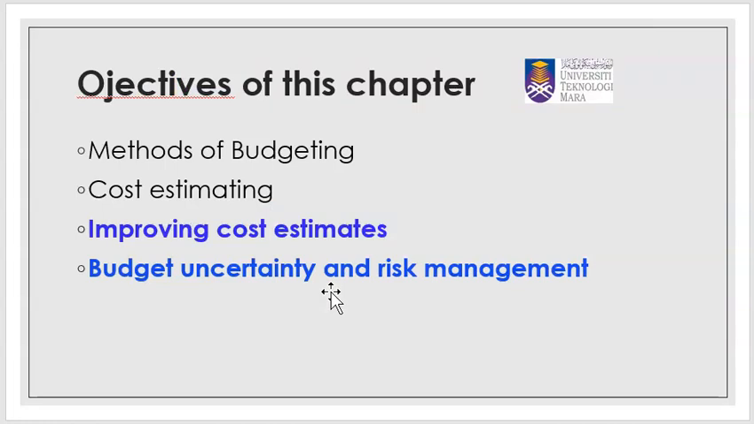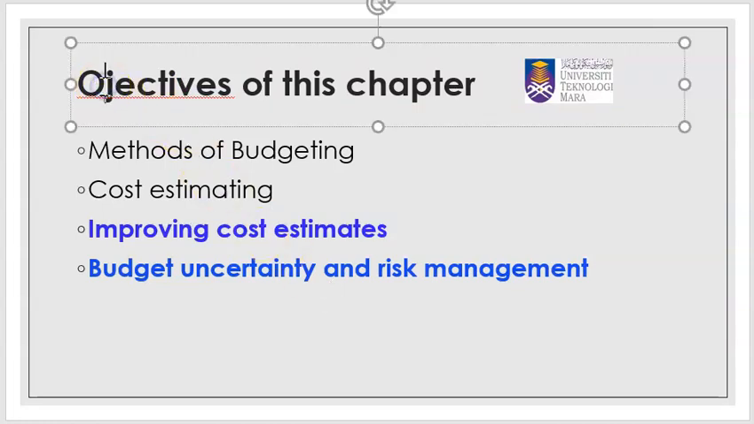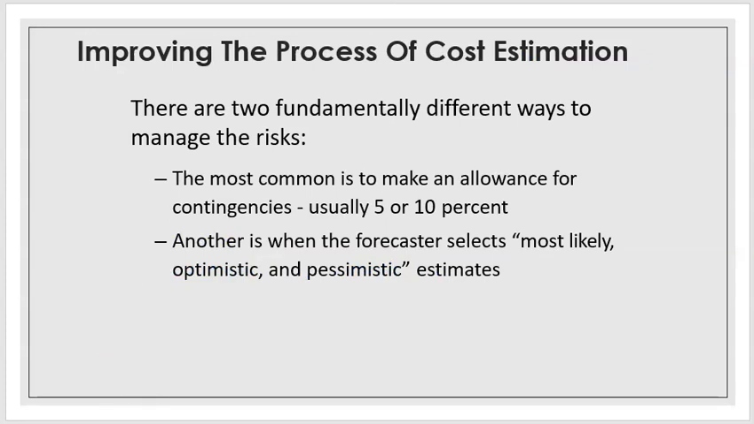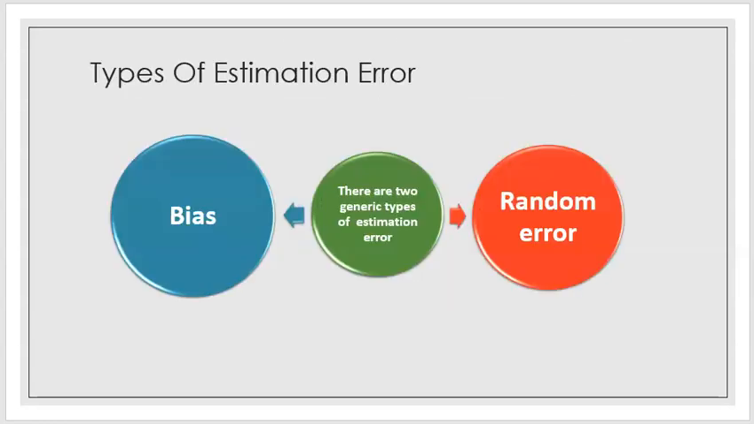Okay, next we look into improving cost estimates, budget uncertainty, and risk management. How do we improve cost estimation? In improving the process of cost estimation, there are two fundamentally different ways to manage the risk. The most common is to make an allowance for contingency, or another one is to select most likely, optimistic or pessimistic estimates.